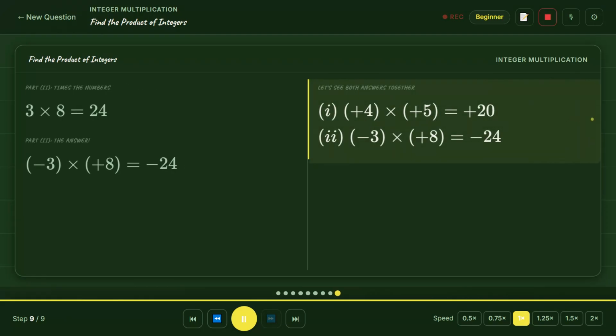Here are both our answers together. Always remember, same signs give a plus answer and different signs give a minus answer. You are a star.